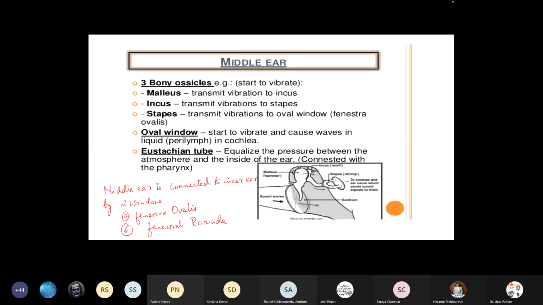The first one is fenestra ovalis, that is oval shape. So the stapes is the end part of the middle ear. So stapes further gets into the inner ear. So the connection between the inner and the middle ear is through the stapes connecting to the oval window. Getting the point?